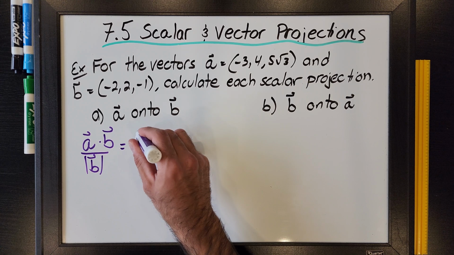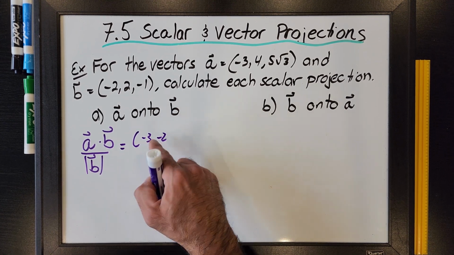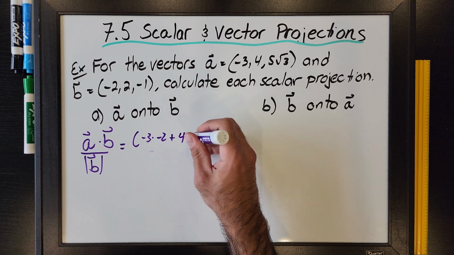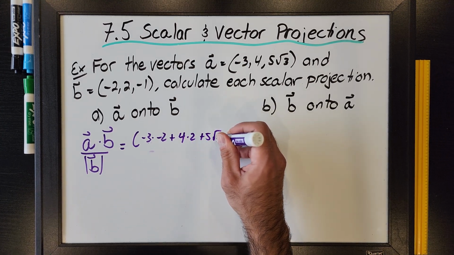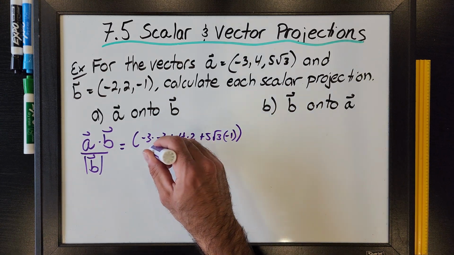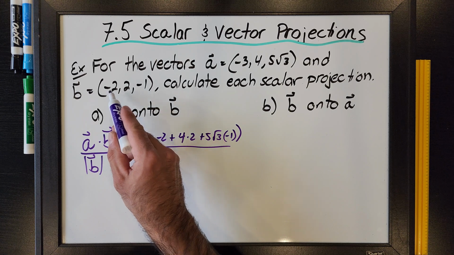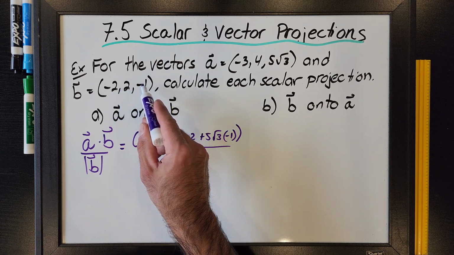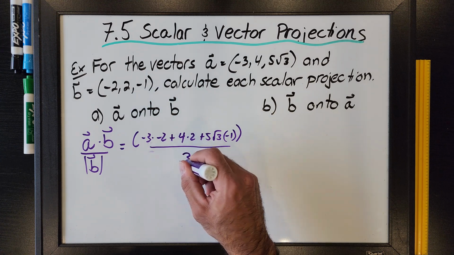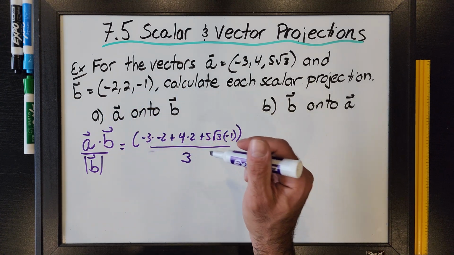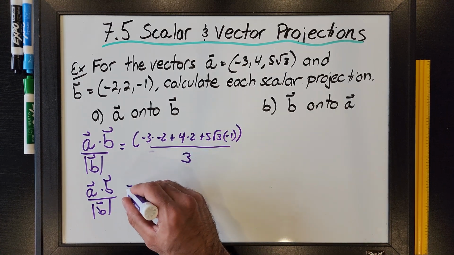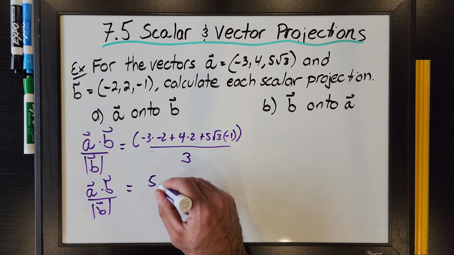So this is going to be equal to -3 times -2, plus 4 times 2, plus 5 root 3 times -1. Remember, dot product is just this times this, this times this, this times this. Pretty easy. This is my numerator, over the magnitude of B. So that's just 4 plus 4 plus 1. I'm going to say that one more time: 4 plus 4 plus 1 is 9. The square root of that is 3. So again, I'm just doing the magnitude of a vector, and I'm skipping that step here. So A dot B over the magnitude of B, if I put that into my calculator, I'm going to get 1.78. I can show one more step here.